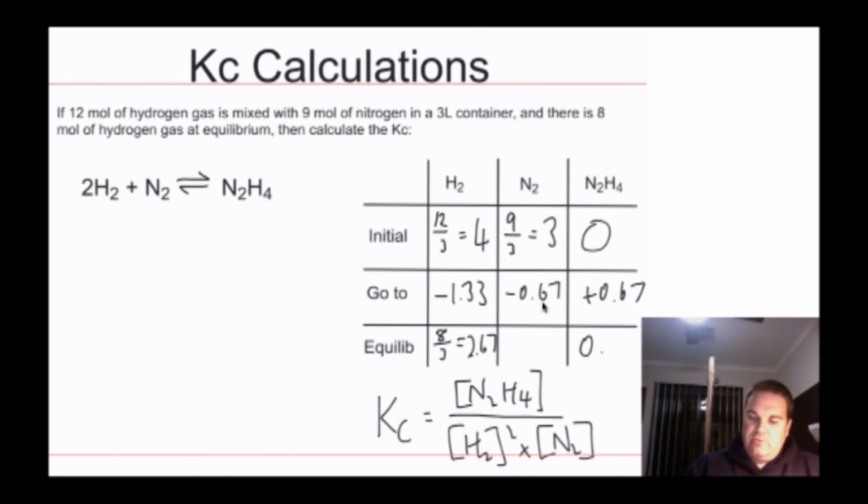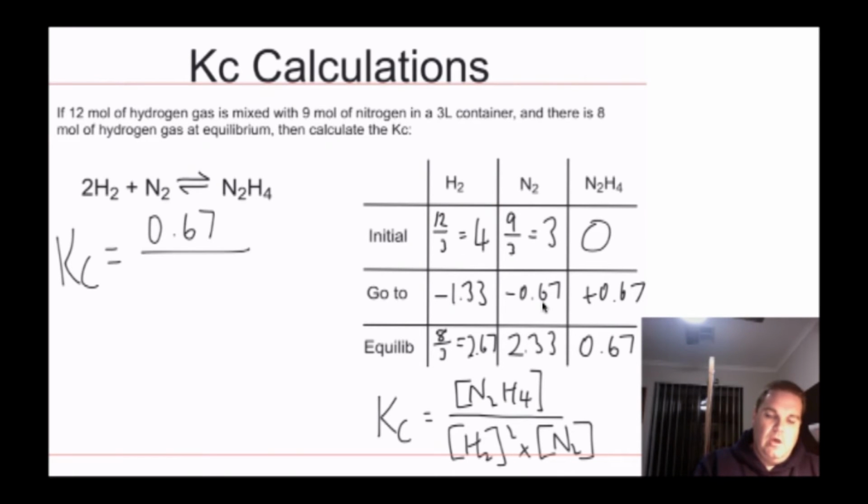So our equilibrium concentration here is 0.67, here is 3 minus that, so it's 2.33. Now we've got our values, we put it into our Kc expression, so it's concentration of N2H4, which is 0.67, over our concentration of hydrogen squared, which is 2.67 squared, times by our concentration of nitrogen, which is 2.33.